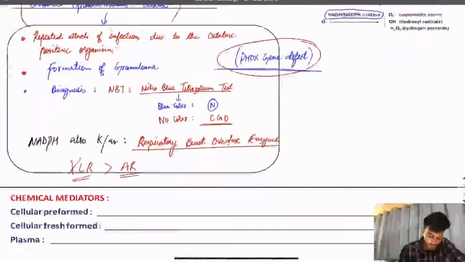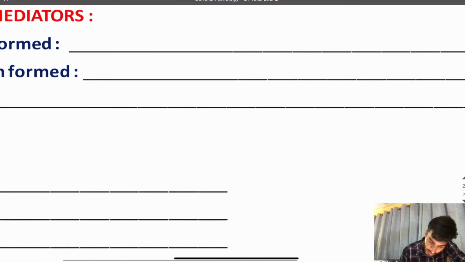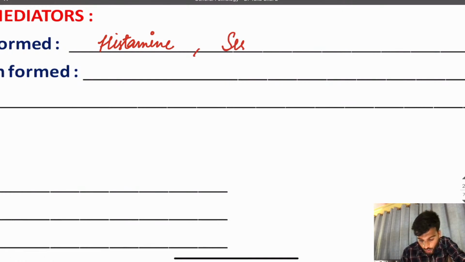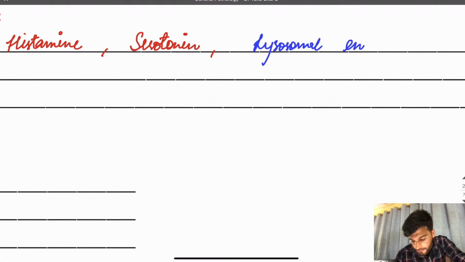Okay, now further guys, the chemical mediators. Now let's discuss the chemical mediators. What are the mediators? We have three types: cellular preformed, cellular fresh formed, and plasma. First, cellular preformed: we have histamine, serotonin, and lysosomal enzymes.